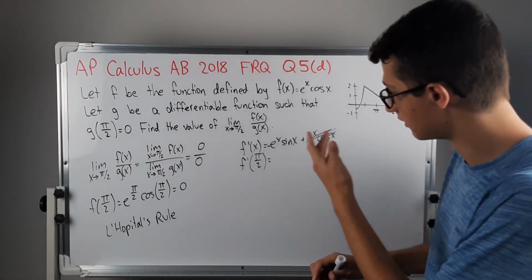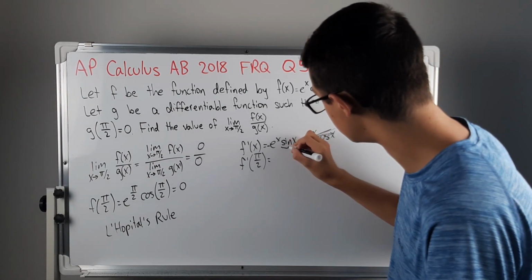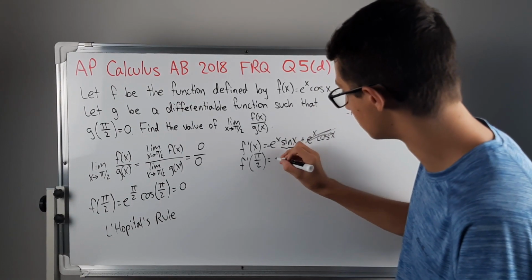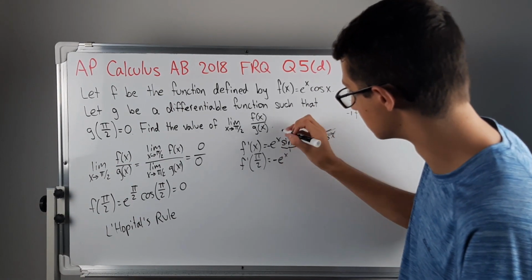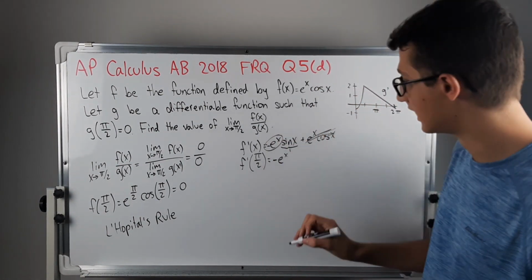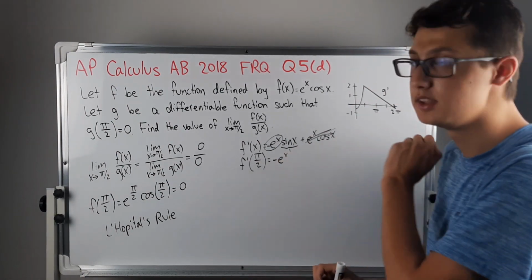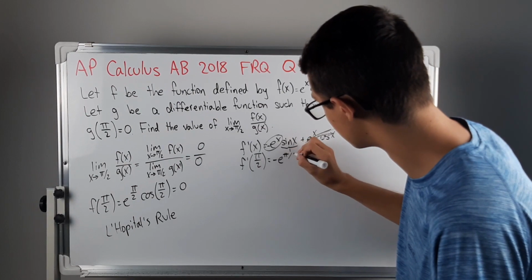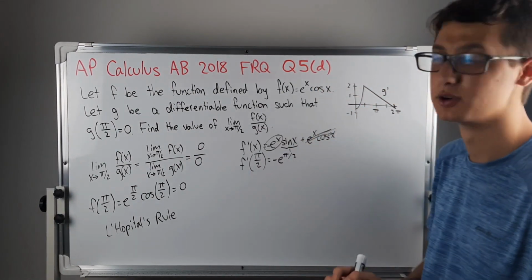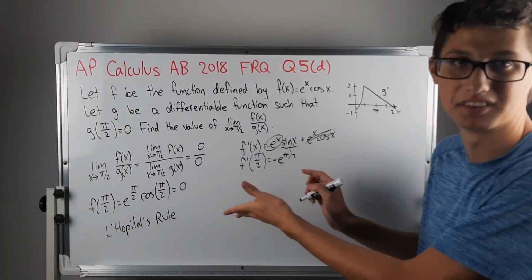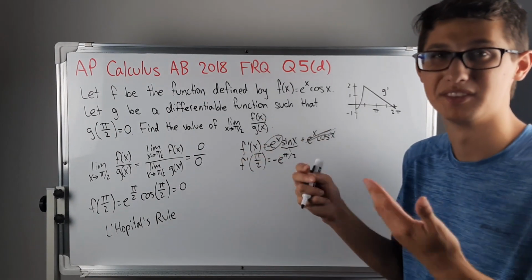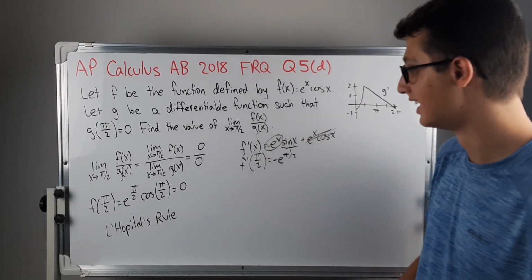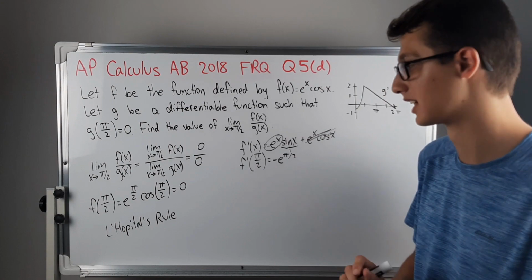And so if this is 1, then our answer is just negative e to the x. It's just this part. And so f prime of pi over 2 is negative e to the pi over 2. That's what I meant to put there. So negative e to the pi over 2. And so obviously, if we found a derivative, that means it is differentiable at that point. And that will be useful in a second.